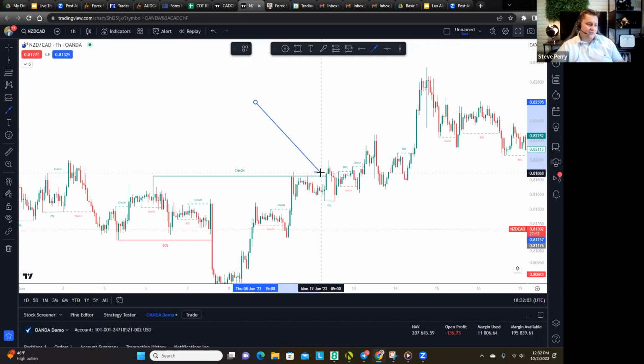It actually is a break of structure, but it's a different type of break of structure. That's what a CHoCH is, and it stands for change of character. So why is this a change of character? It actually is a break of structure, but it's a specific type of break of structure.